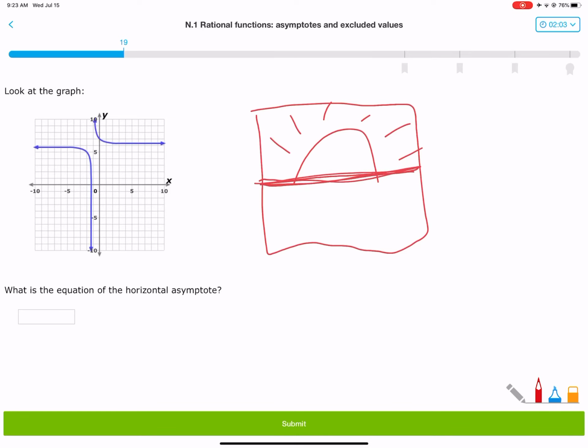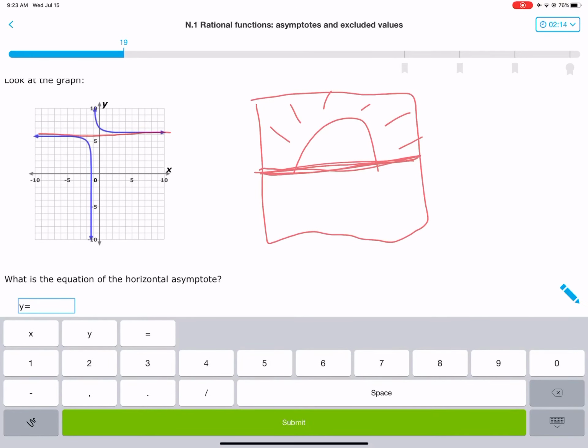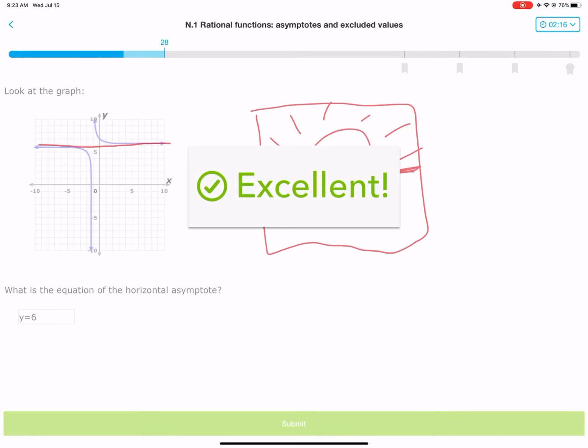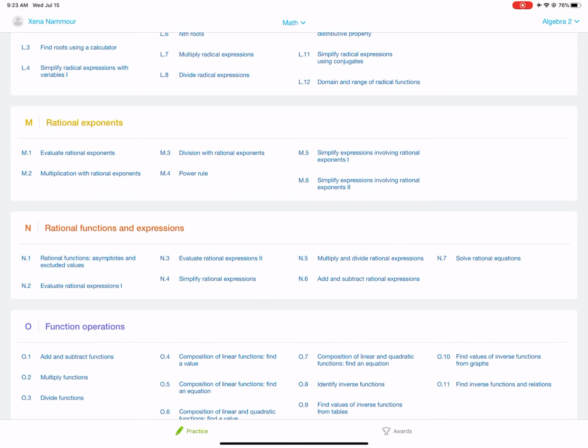So horizontal, it's going to go this way. Now it's going to be y equals 6. Okay? And we are going to move on to N.2.